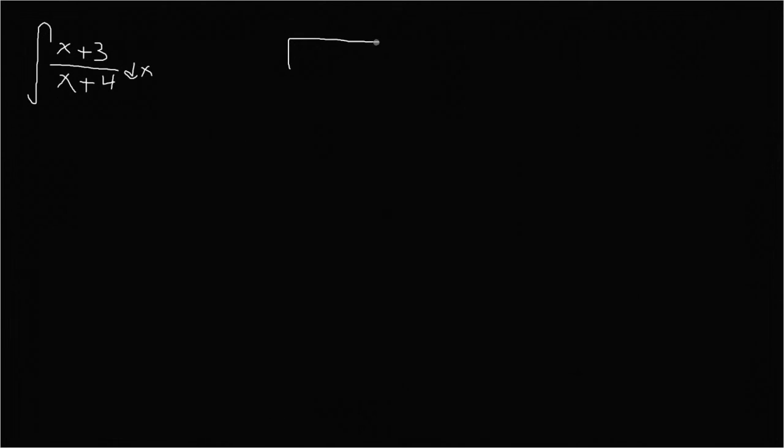So we're going to draw this division symbol, and we're going to do some long division. So x plus 3 is on the top, so it goes on the inside. And then we have x plus 4. So what times x will give us x? That is 1. So we know that 1 will be up here.